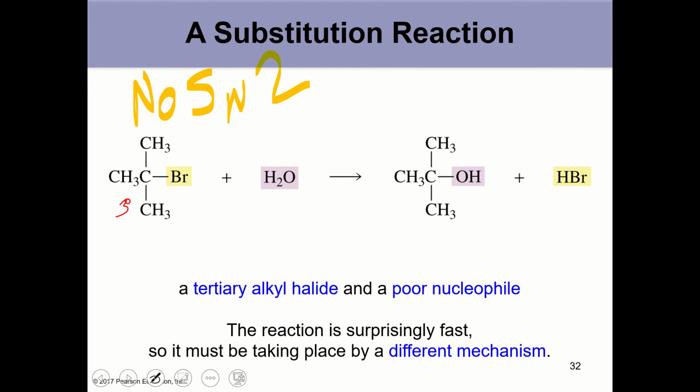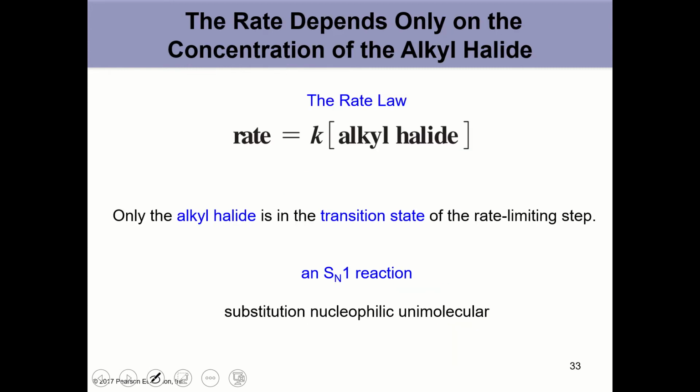So how does this reaction actually make the final product? Because we know that it does. And it's actually surprisingly fast. So if it cannot occur by an SN2 mechanism, then it must be occurring by a different mechanism. And that mechanism is called SN1. The rate of this mechanism depends only on the concentration of the alkyl halide.